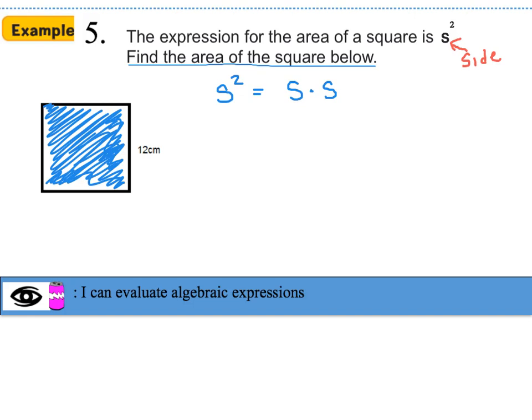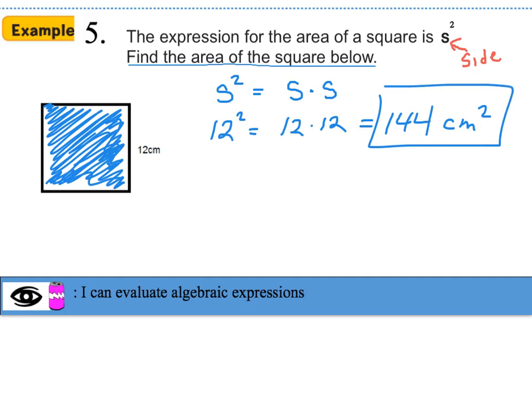So I'm going to write 12 to the second power because 12 is how long one side of the square is. I'm going to multiply 12 times 12. So when I multiply it out, I get 144. Now because this is a problem about area, I have to make sure I put my square units. So this is 144 centimeters to the second power. So that's the area of this square.